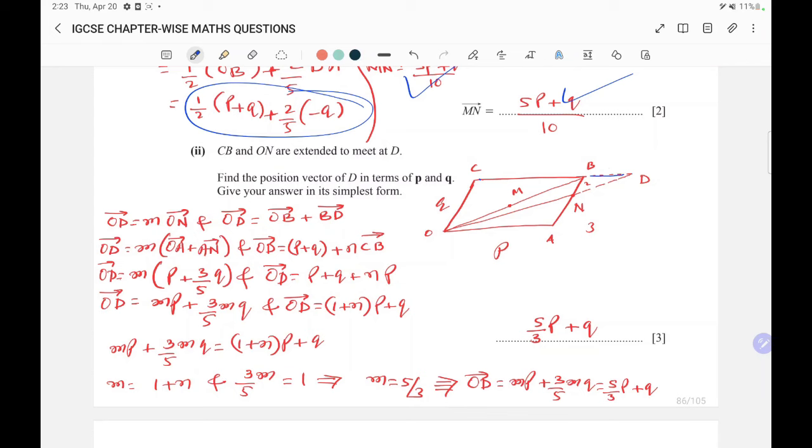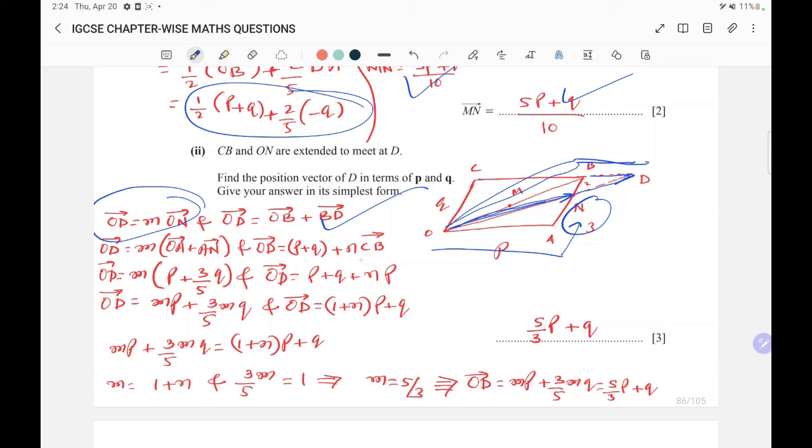Okay. So again, you can check OD. This OD and this ON lie on the same line. So I can write OD is M times ON. And next OD I can write OB plus BD. Okay. So OD is M times ON, so OA plus AN. OA is P and AN is 3 by 5 Q because this length is 3/5 of total. 3 by 5 Q.